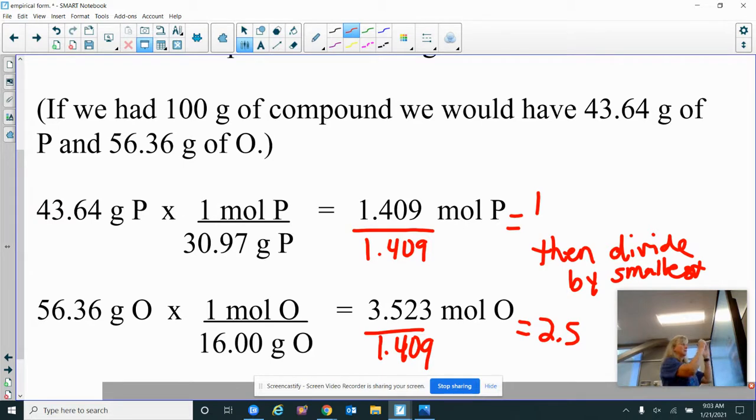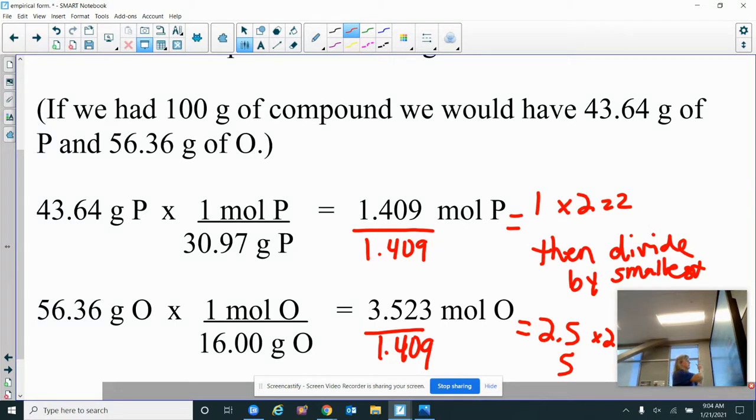So in this case, a 1 to 2.5, I can multiply by 2, and that'll make it 5, and that's my whole number. But if I do multiplication to this one, I have to do multiplication to this one, okay? They are our ratio. So when I multiply them both by 2, that becomes 5, and that becomes 2. So I end up with 2 phosphoruses and 5 oxygens.